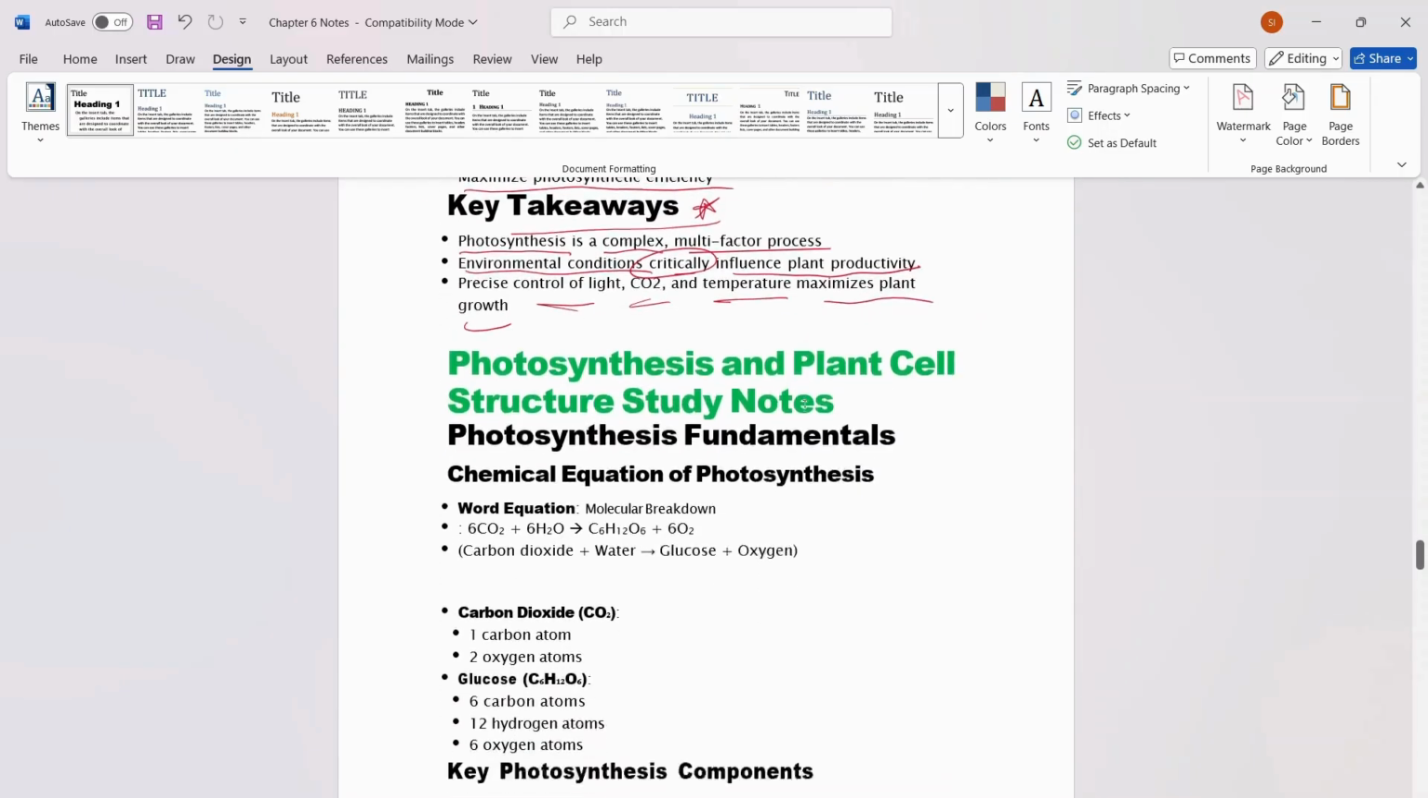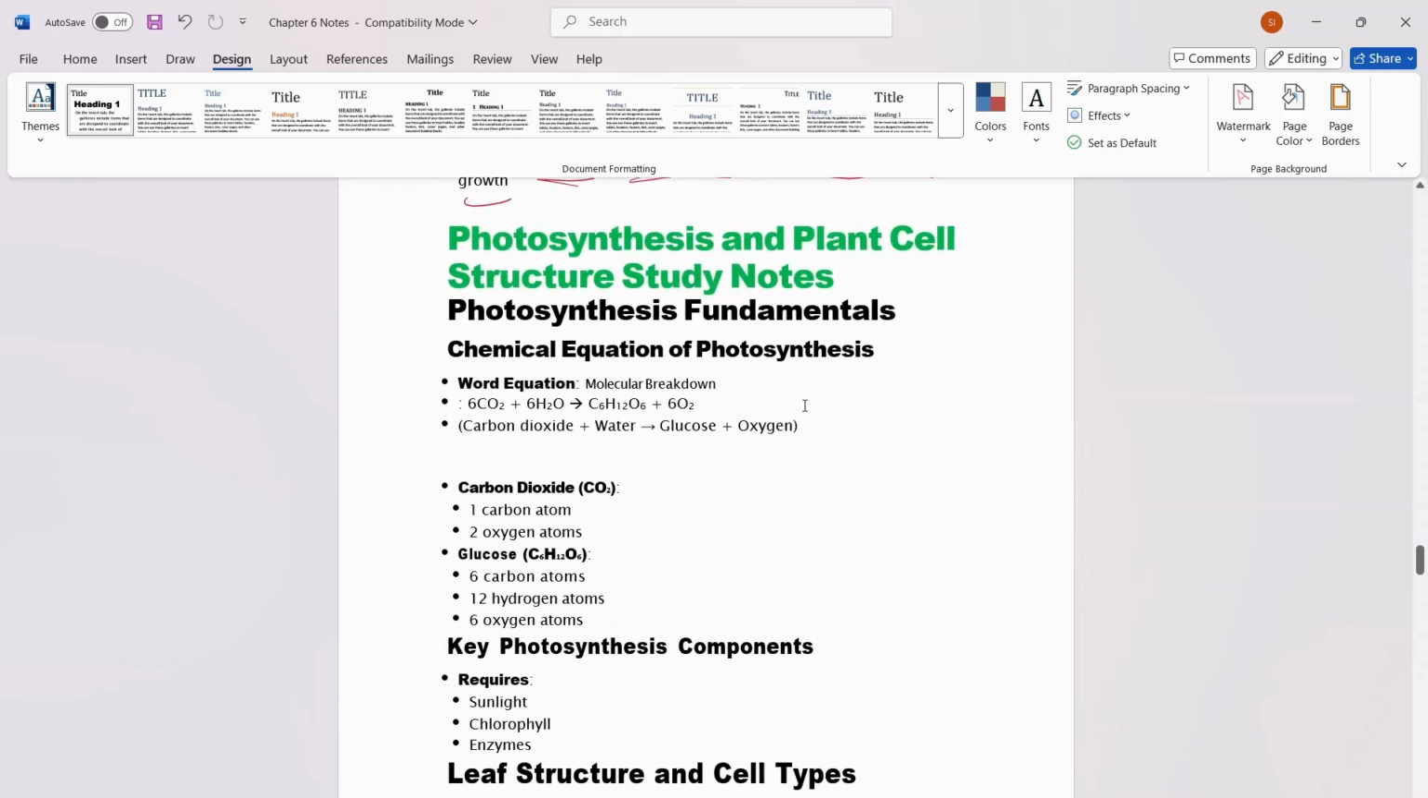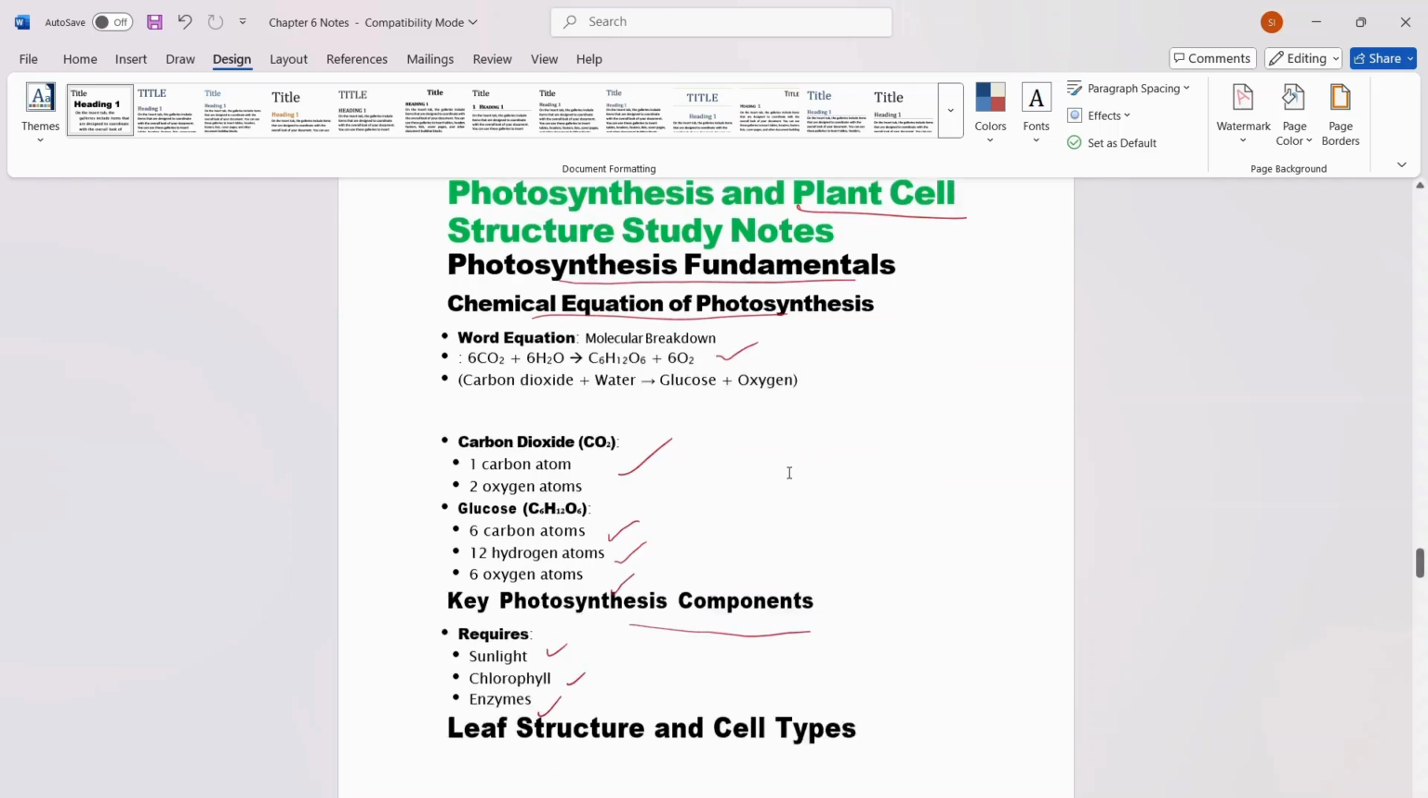Alright, now let's talk about photosynthesis and plant cells. Fundamentally, as we know, the chemical equation, the breakdown of this molecular equation: carbon dioxide, 1 carbon atom, 2 oxygen; glucose, 6 carbon, 12 hydrogen, and 6 oxygen atoms. Key photosynthesis components are sunlight, chlorophyll, and enzymes.